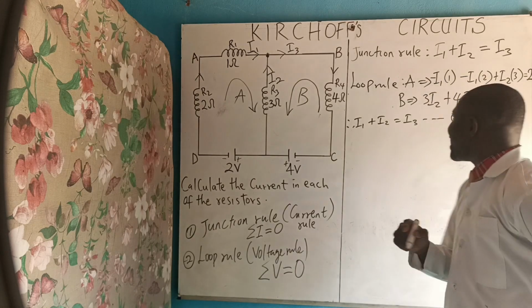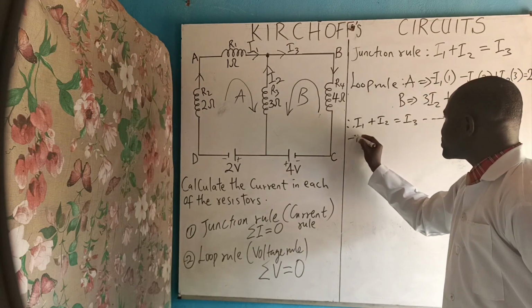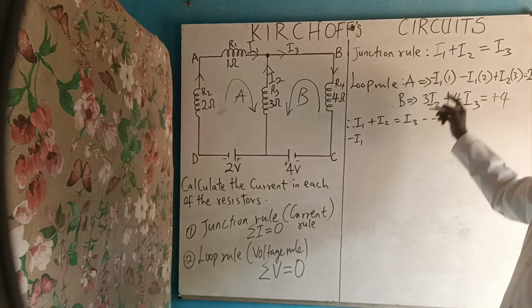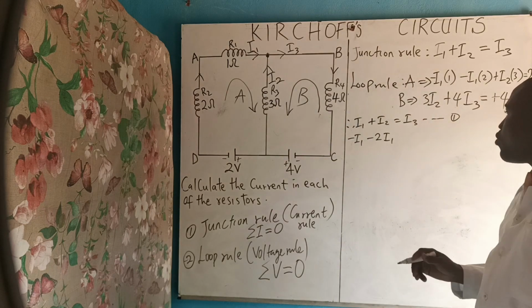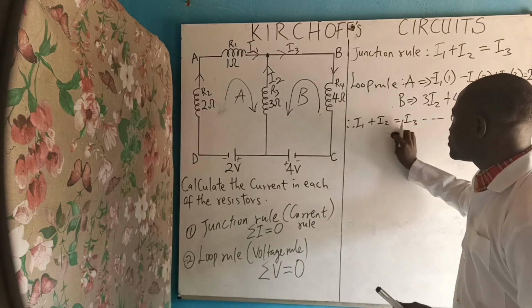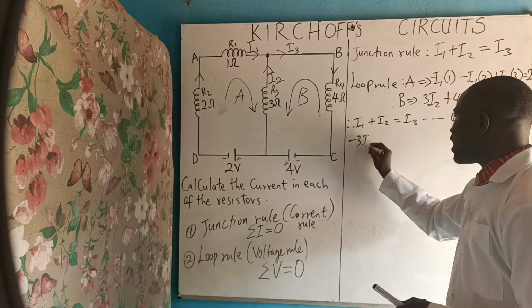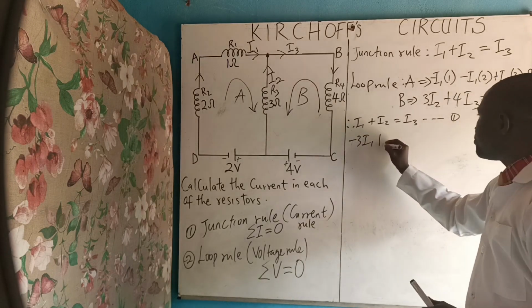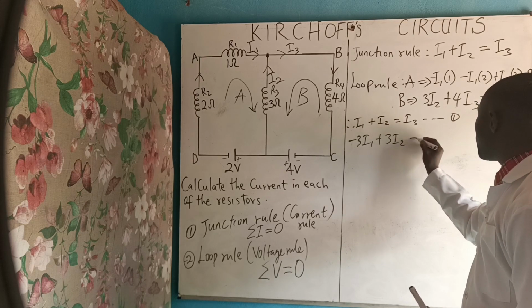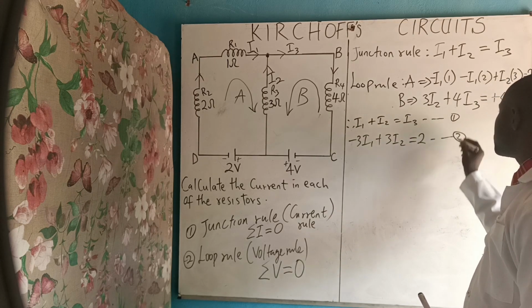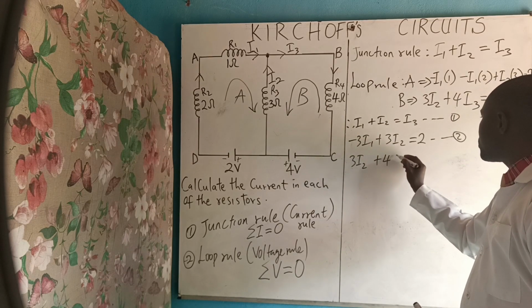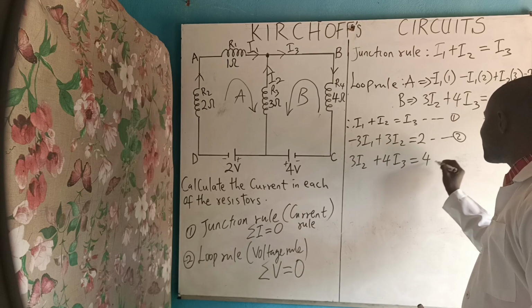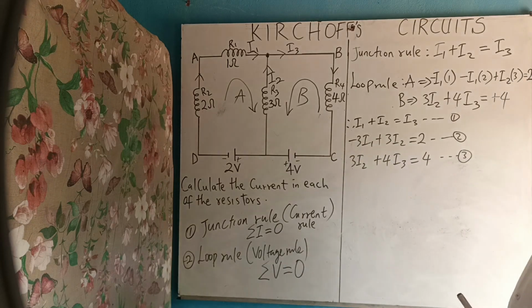We have also gotten that minus I1, please watch it clearly, minus 2I1. Minus I1 minus 2I1 will give you minus 3I1. You have minus 3I1 plus 3I2 equals 2, equation 2. Then for this one, we have 3I2 plus 4I3 equals 4. That is equation 3. Wow, 3 equations to be solved.